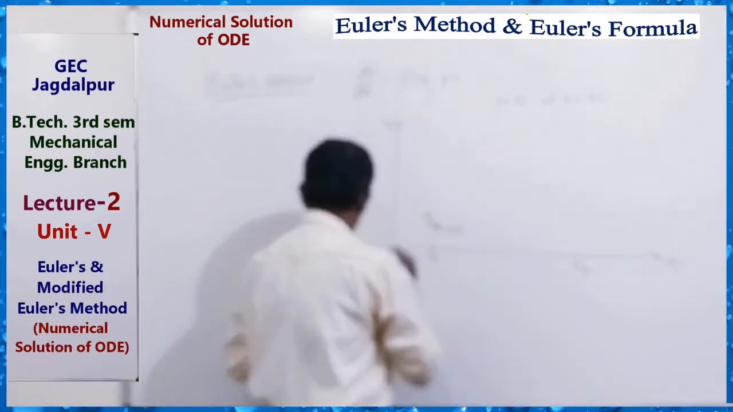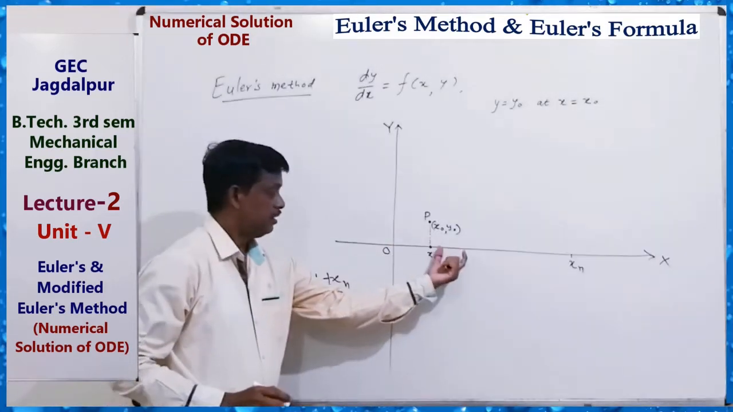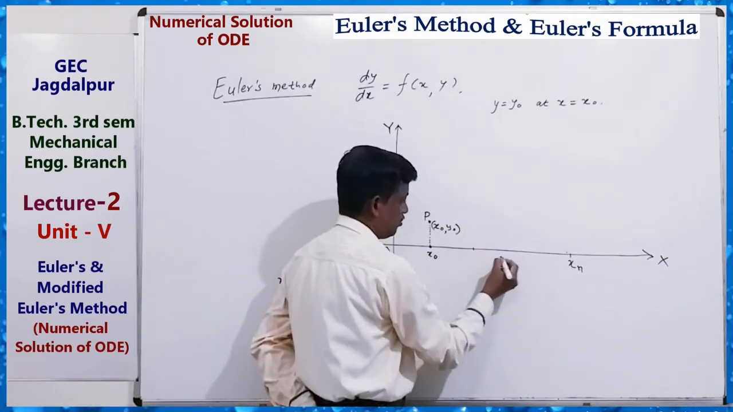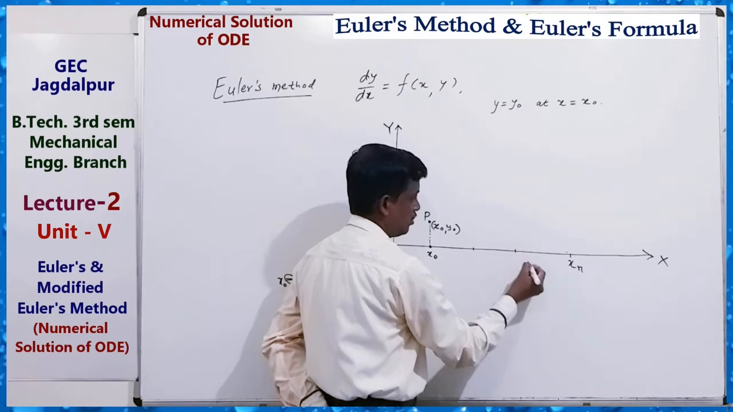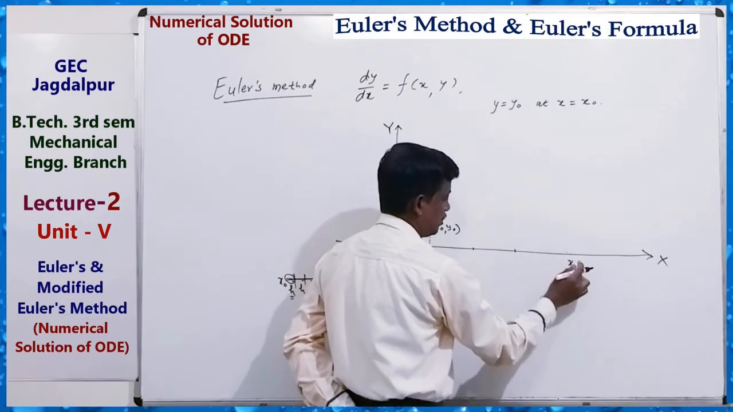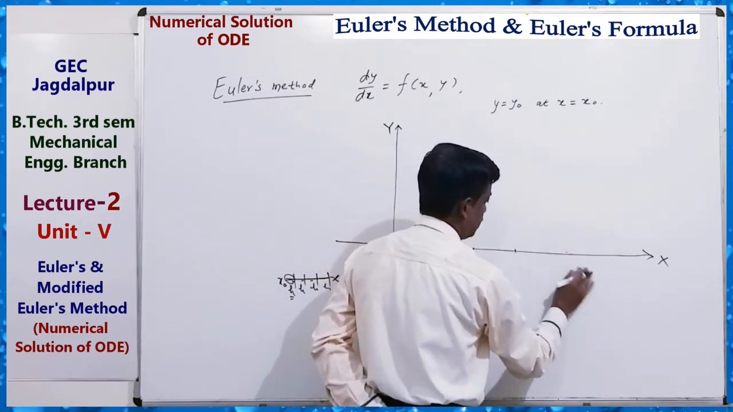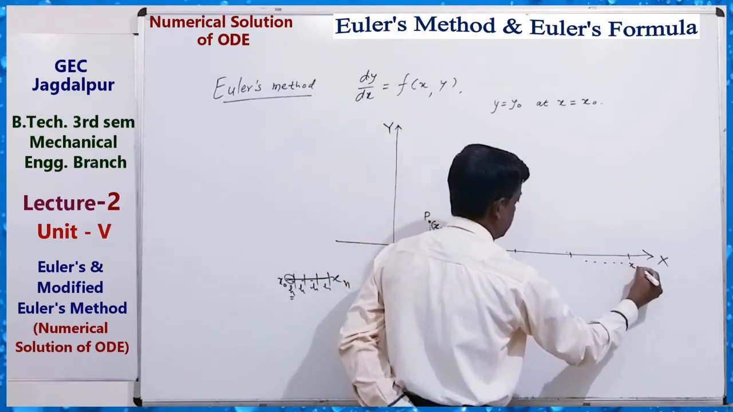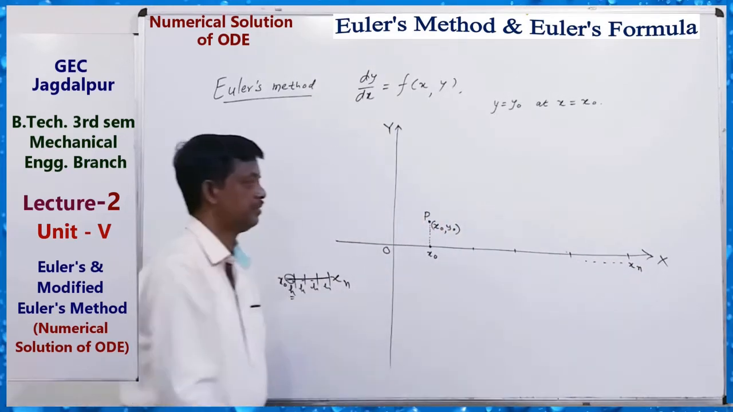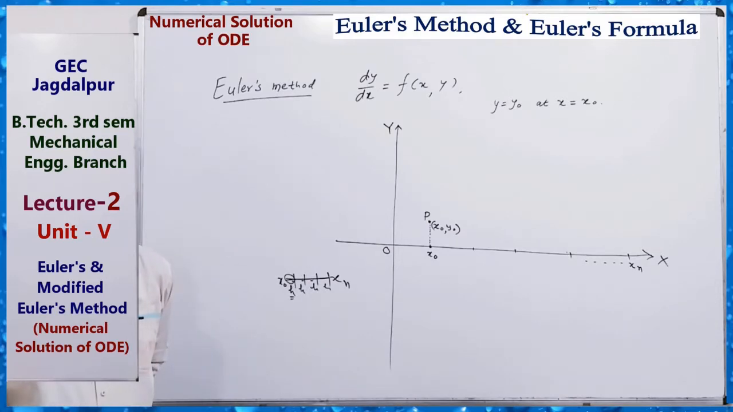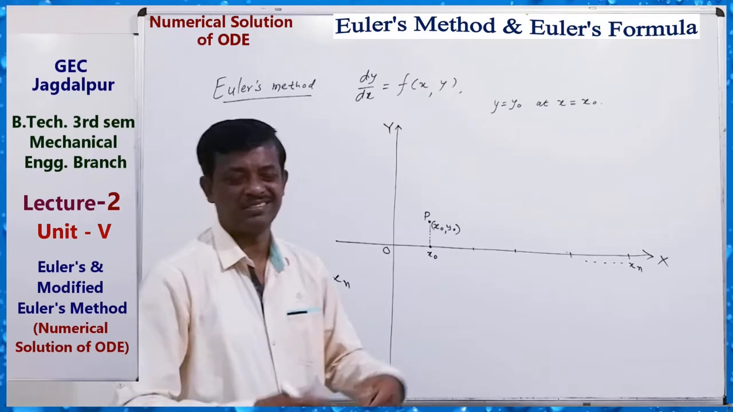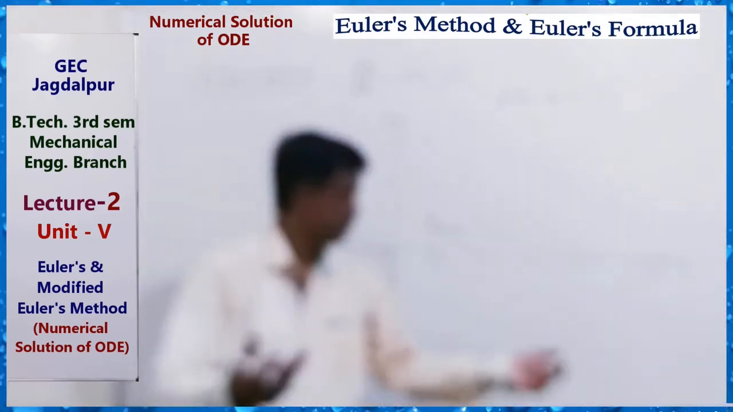Now, if we divide this interval equally in n parts, suppose in general n parts. Okay, 2 parts, 3 parts, 5 parts maybe.